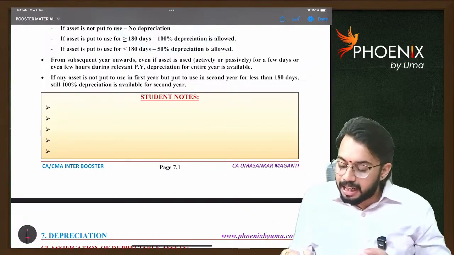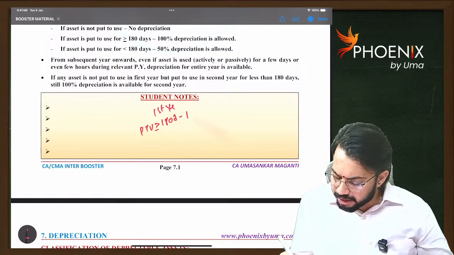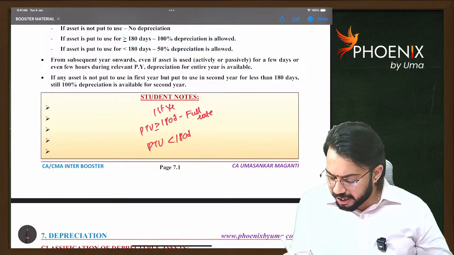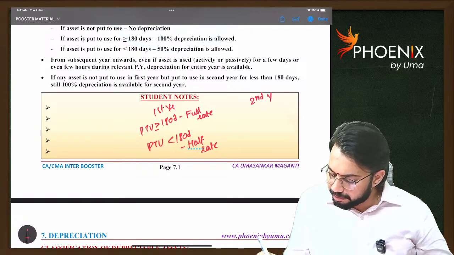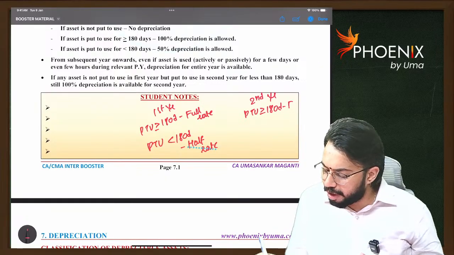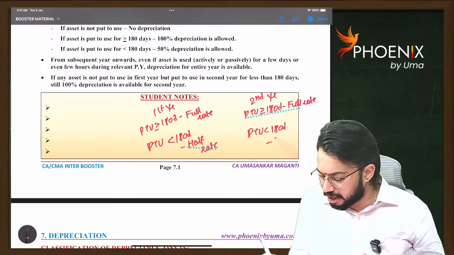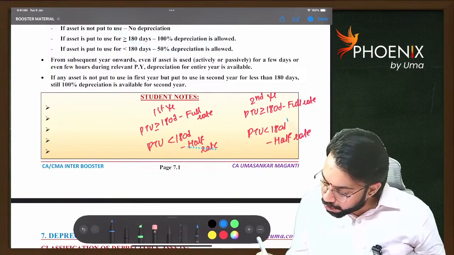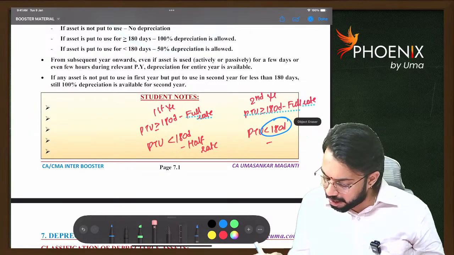In the year of purchase, let's say the first year, put to use greater than or equal to 180 days, full rate. First year, put to use less than 180 days, then half rate. Second year, put to use greater than or equal to 180 days, full rate. Second year, put to use less than 180 days, then half rate. That means in the second year, even though the asset is put to use for less than 180 days, we will calculate the full rate of depreciation.